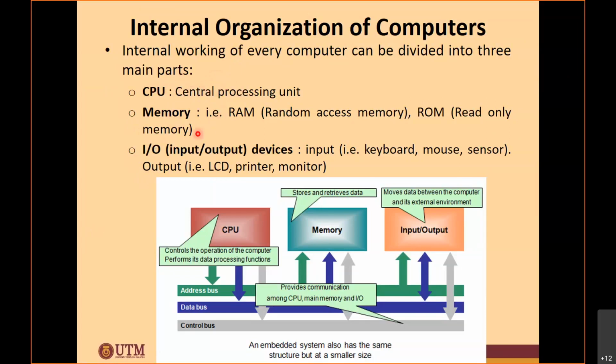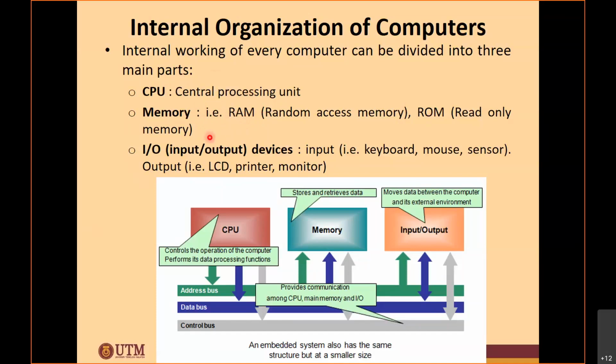Then we have memory. This memory can be divided into two types, as I mentioned yesterday: volatile memory and non-volatile memory. Examples of memory here are RAM and ROM. This is where you are going to store your data.